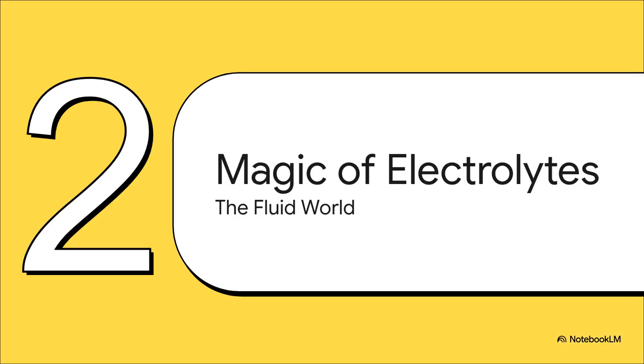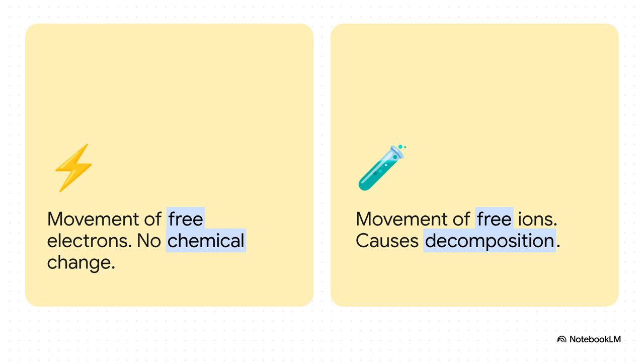We are entering the fluid world. Now this right here, this is a massive aha moment. This is where all the rules change. In solid conduction, like we just talked about, the flow is purely free electrons zipping through a wire, and crucially, the wire itself doesn't chemically change at all. It's just a highway. But liquid conduction? Whole different beast. Electricity flowing through liquids doesn't rely on electrons. It relies on moving ions, charged particles.